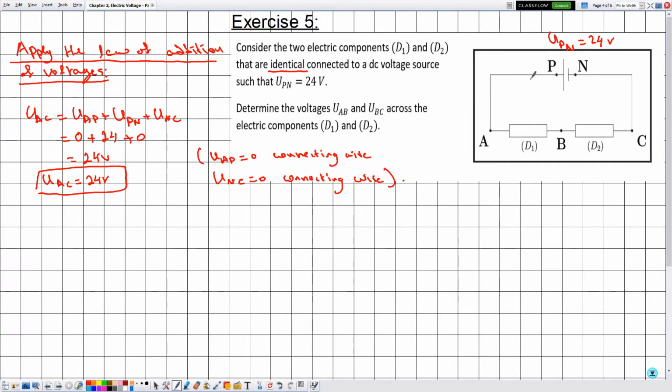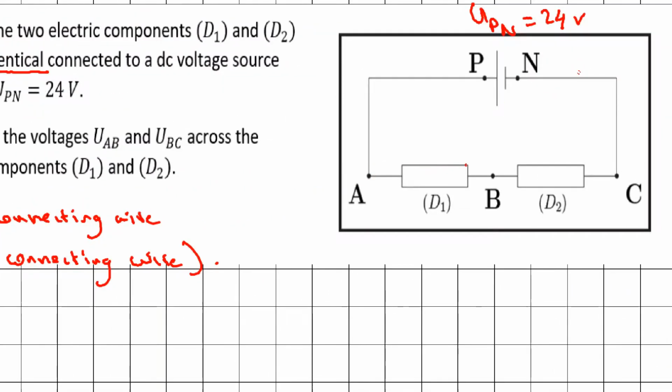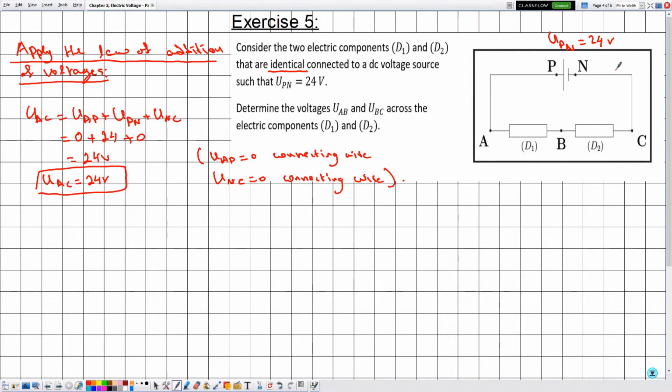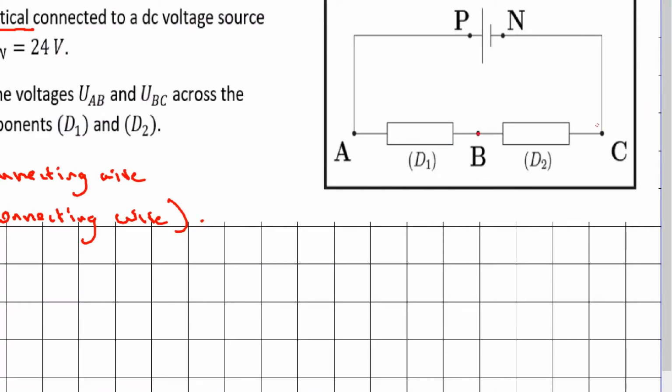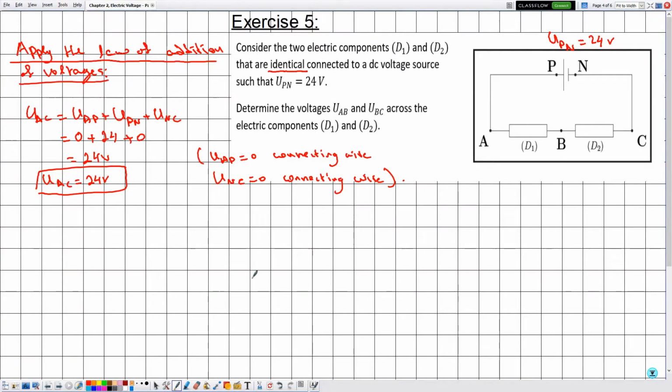Or in another way we can say that because the terminals A and C are in parallel with P and N, we can directly say according to the law of uniqueness of voltages, UAC is equal to 24 volts. Now after we have determined the applied voltage across the two electric components D1 and D2, we can justify that since D1 and D2 are identical, then they have the same voltage.